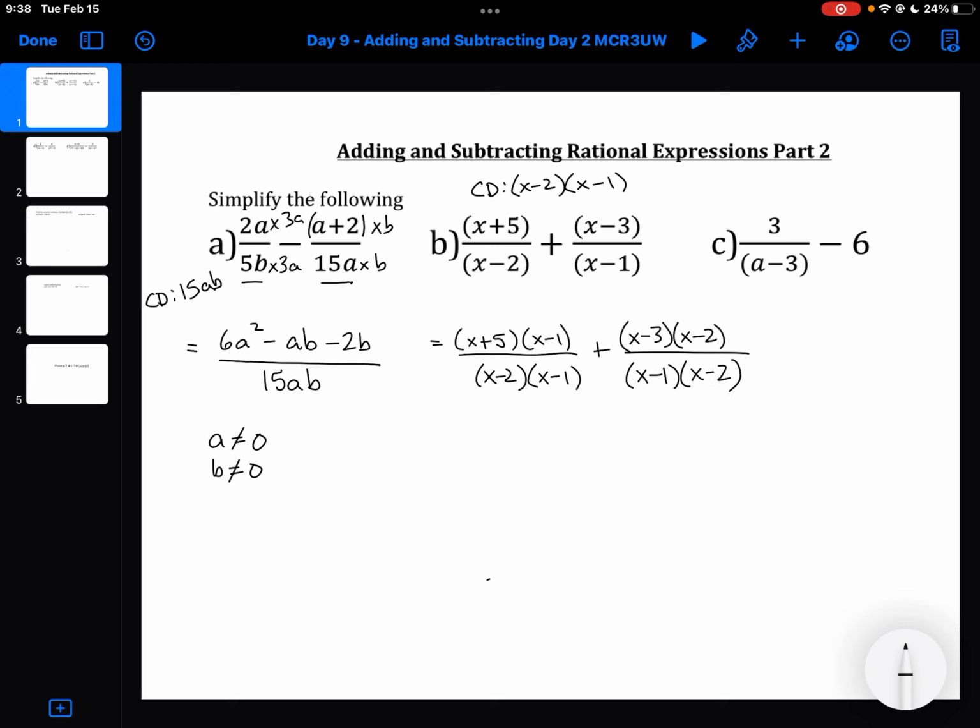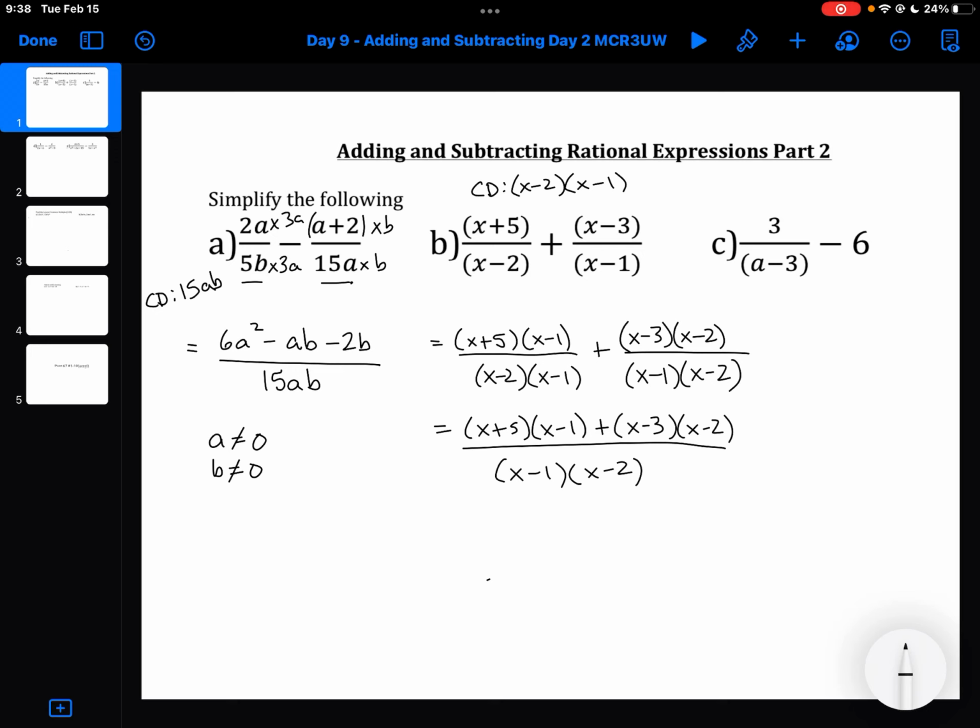So now my denominators are the same. And if you notice, I can cancel out the x minus 1. I'm not going to do that. That would defeat the purpose of creating that common denominator. So then on my numerator, I've got x plus 5 times x plus 1 plus x minus 3 times x minus 2 all over x minus 1, x minus 2.